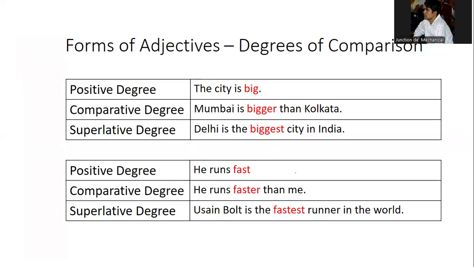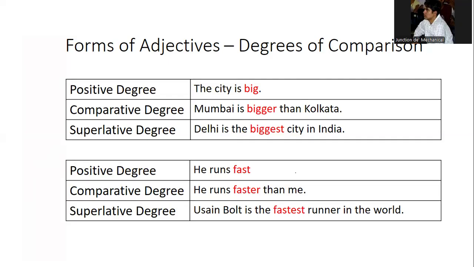One more example. In fact, two more. The city is big. So here it's just the description of a city. We don't know which kind of city it is, where the city is located, right? But in the next sentence, we have two cities and we are comparing them. So Mumbai is bigger than Kolkata. And if I talk about all the cities, Delhi is the biggest city in India. Big, bigger, biggest.